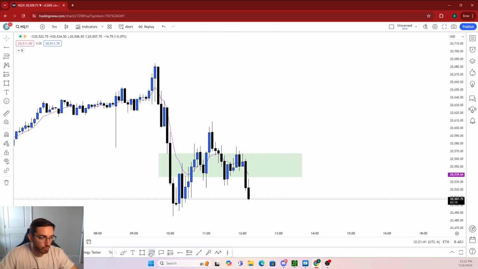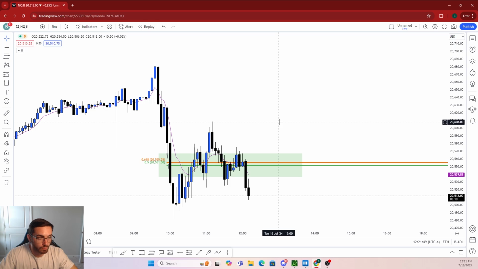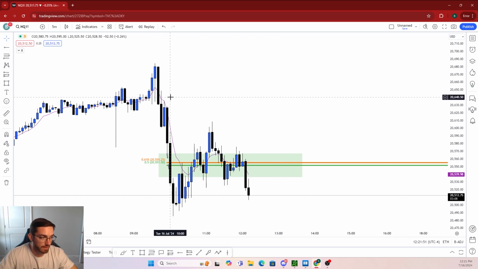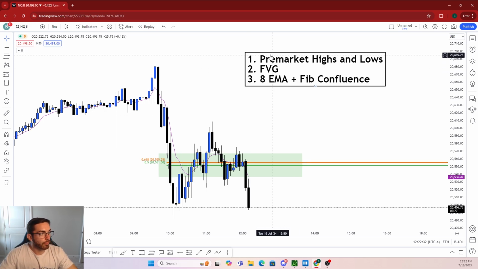And then the second tool that I like to use is actually my Fibonacci retracement. And I measure from this low point right here to this high point right here, or vice versa if we're looking at a bullish fair value gap. So I'll look at that 50 and 61.8 inside of the fair value gap. And what I really like is when that 8 EMA lines up with that 50 and 61.8 inside of the fair value gap. So those are the three things that I am going to be looking for in this strategy.